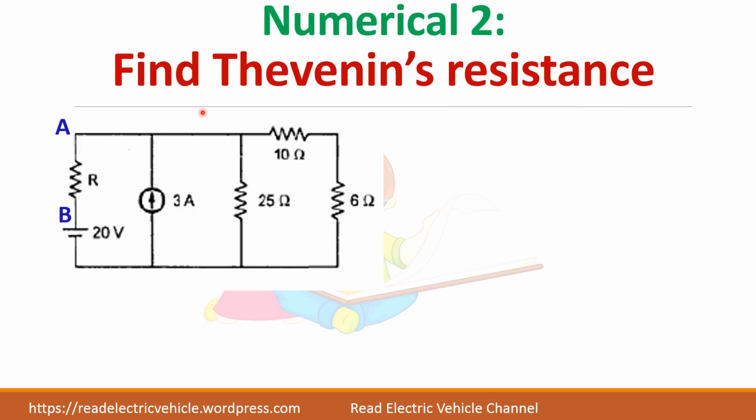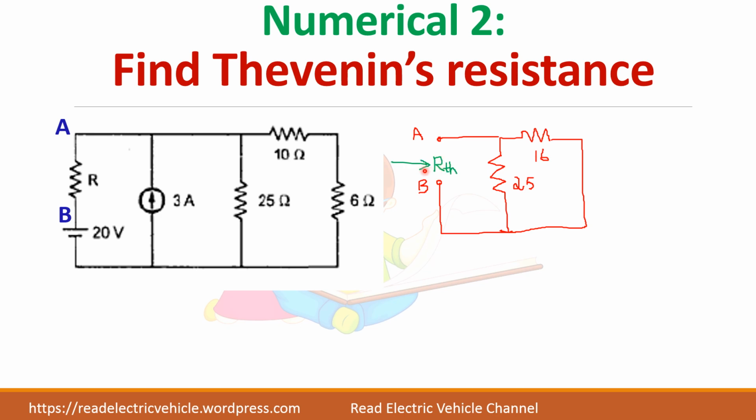So let us find first the Thevenin resistance. For finding Thevenin resistance, you have to remove all the sources: short circuit the voltage source and open circuit the current source. So you have two resistances in parallel. See, 10 ohms and 6 ohms are in series, so you can add them. So it becomes 16 ohms, and 25 ohms is here. If you find RTH, these two are in parallel. So you will get RTH directly. So this is the Thevenin resistance.